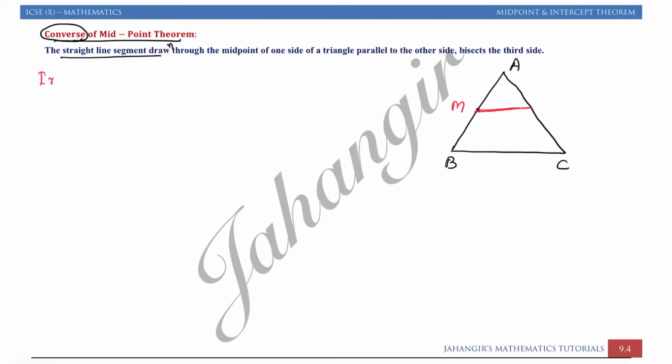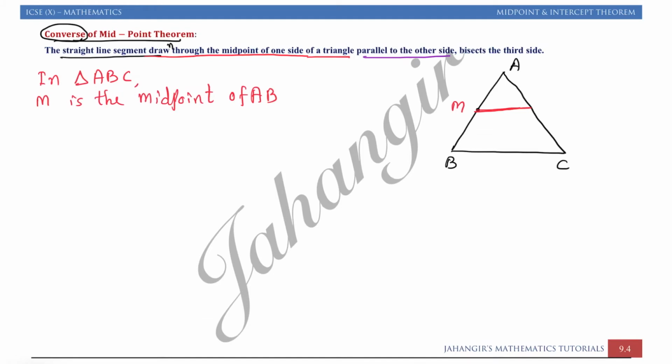So we can say in triangle ABC, a line segment is passing through the midpoint of one side. That is, M is the midpoint of AB. What they say: a line segment drawn through the midpoint of one side of a triangle. This is the second condition, parallel to the other. If MN is the line segment passing through the midpoint of one side of a triangle, then it is parallel to the other side. So MN is parallel to BC.